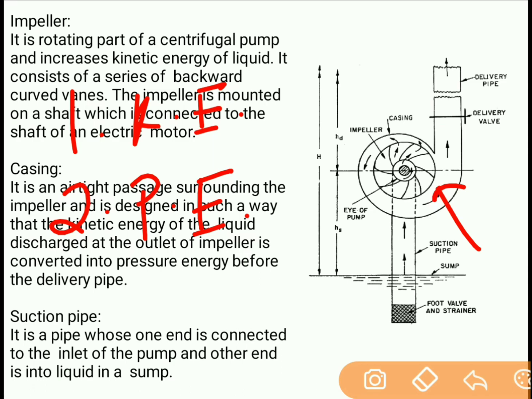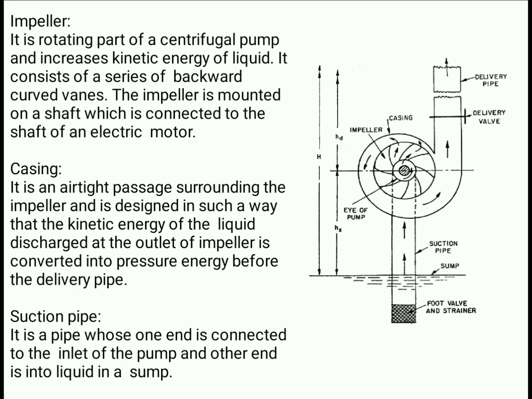That is, when the liquid moves from the inner side of the impeller to the outer end of the impeller, the area between the blades increases. As the area between the blades increases, velocity reduces and pressure increases. Now the liquid at the end of the impeller will have high kinetic energy and high pressure energy. This kinetic energy left at the end of the impeller will get converted into pressure energy because of the structure of the casing.